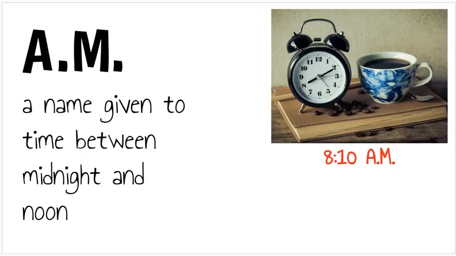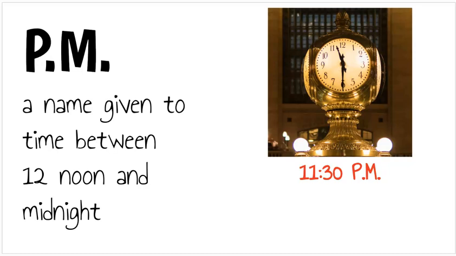AM is a name given to a time between midnight and noon. So 8:10 a.m. in the morning, that would be AM, a name given to the time between midnight and noon. PM is a name given to time between 12 noon and midnight. So 11:30 p.m., you should be in bed because it's PM, a name given to time between 12 noon and midnight.